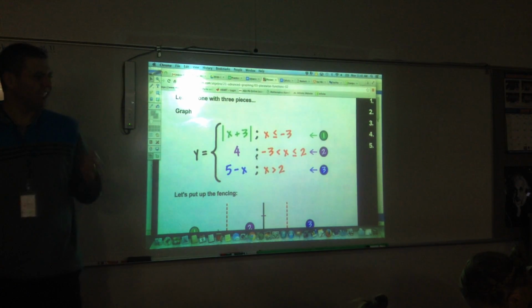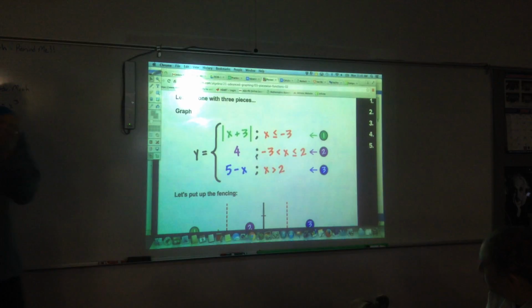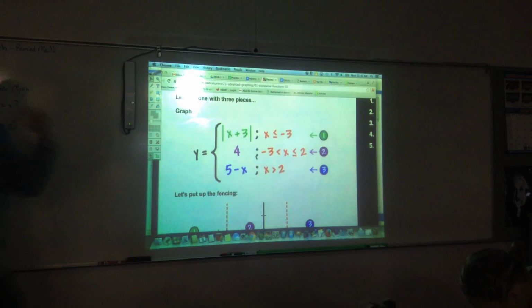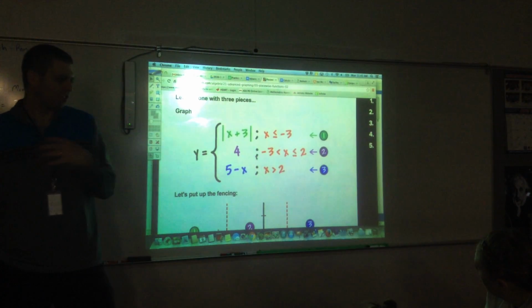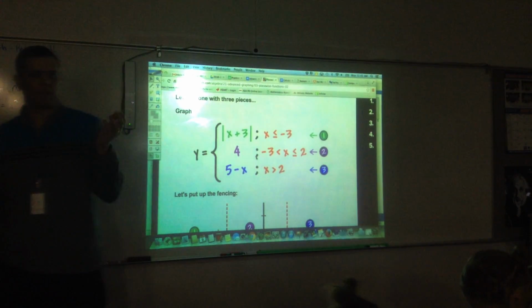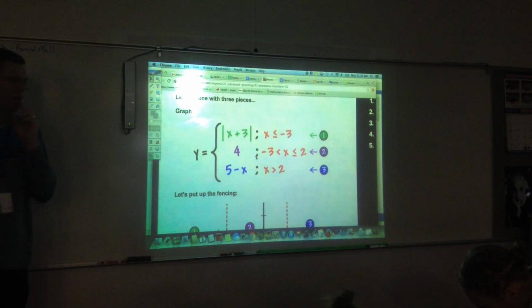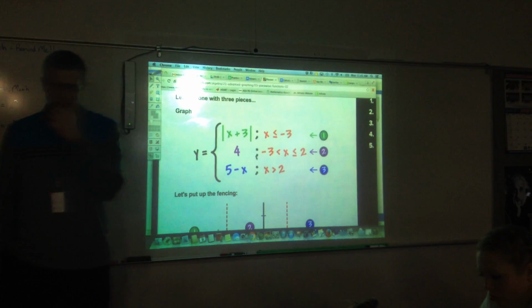A piecewise function is a function that follows multiple rules. It doesn't just follow y equals 5x plus 3. It's not just going to be one simple function that it follows the entire time. It's going to have multiple functions going on at certain times.